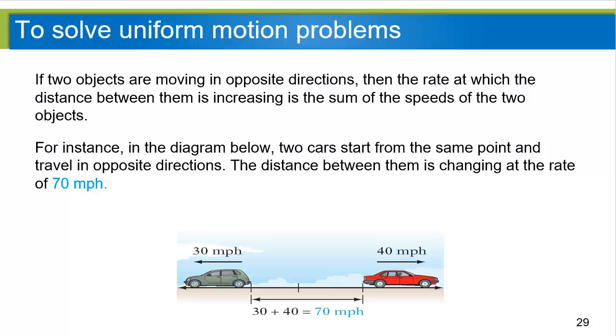For instance, we've got these two cars. They start at the same point and they travel away from each other. One of them is going 30 miles per hour and one of them is going 40 miles per hour. So isn't the distance in between them increasing at a total rate of 70, right? Because think about it. If 1 hour passes, the one car's gone 30 miles, the other car's gone 40 miles, isn't there now a distance of 70 miles between them? 70 miles in 1 hour is 70 miles per hour.